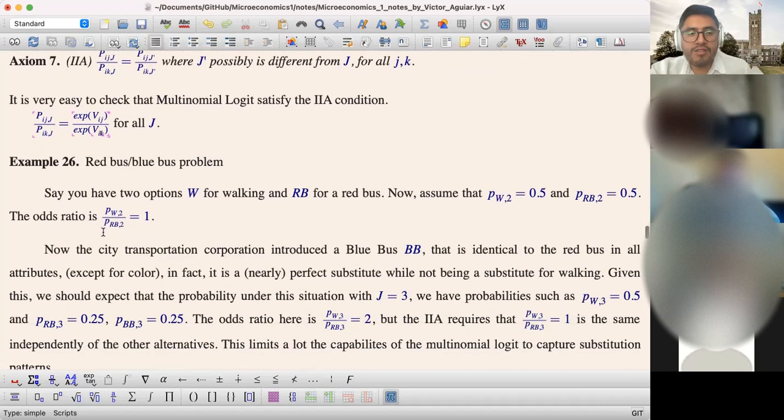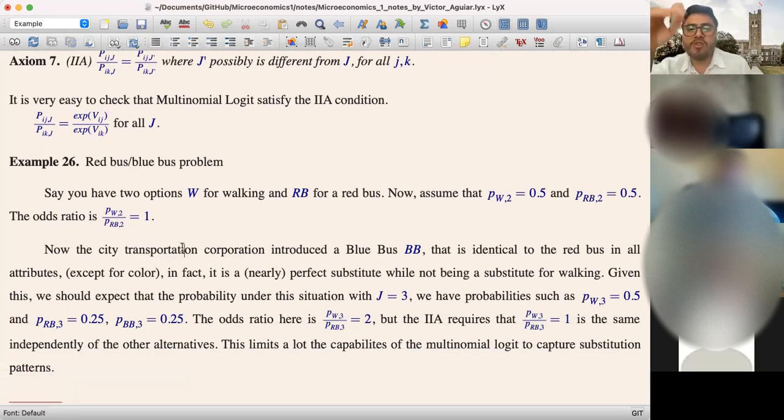Now the City Transportation Corporation introduces a new bus, which is called the blue bus, that is identical to the red bus in all attributes except for color. It is blue. In fact, it's a nearly perfect substitute, while not being a substitute for walking, of course. Now, given this, what should you expect in terms of substitution patterns, right?